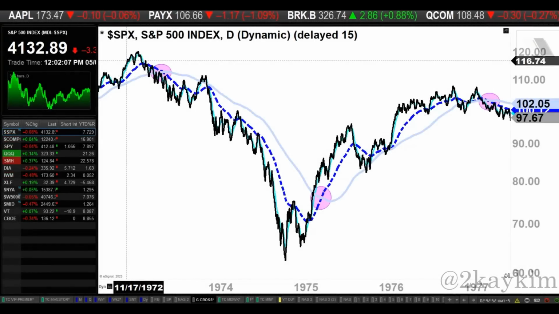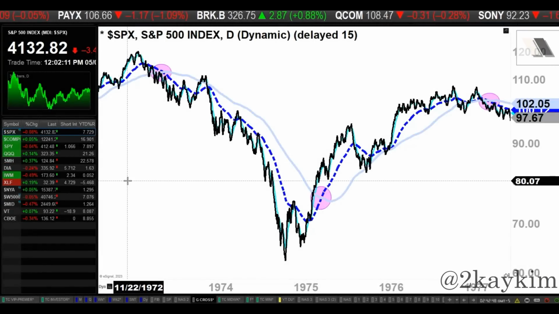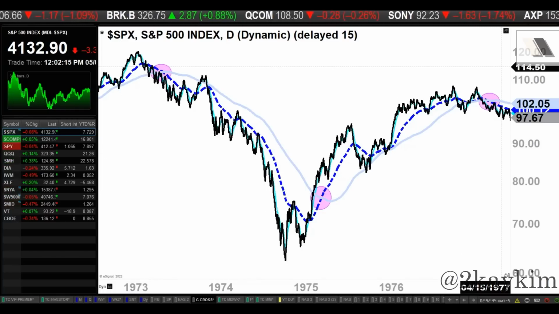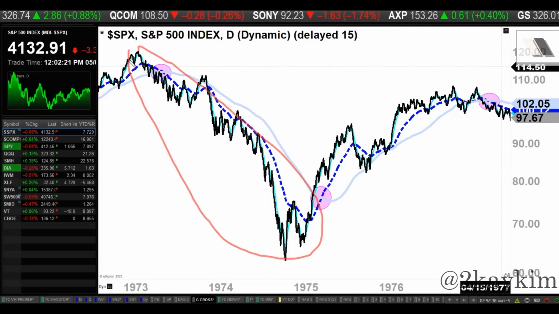So what you're looking at right here is the S&P 500 index, going all the way to, as you can see at the bottom here, the 1970s. This is a 1972 bear market price section, right? It peaked out in 1972, early 1973. We bottomed around 1975 there.